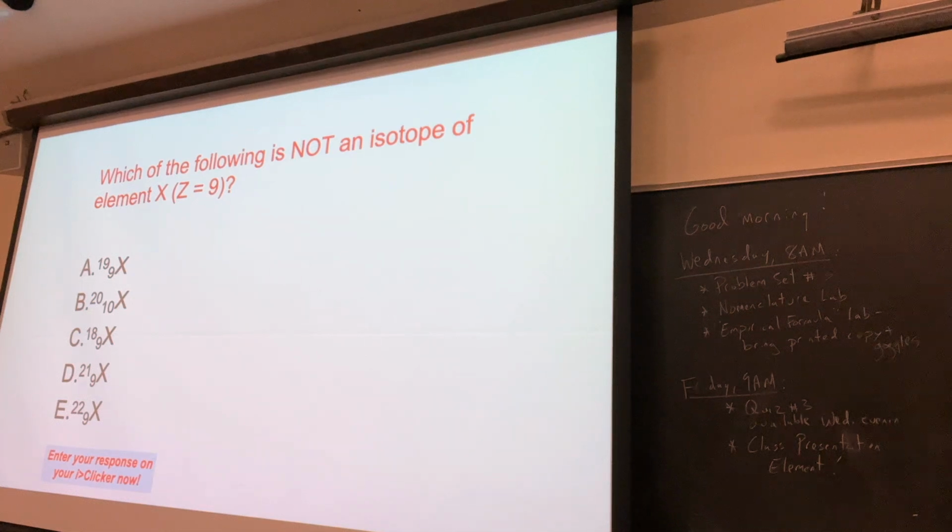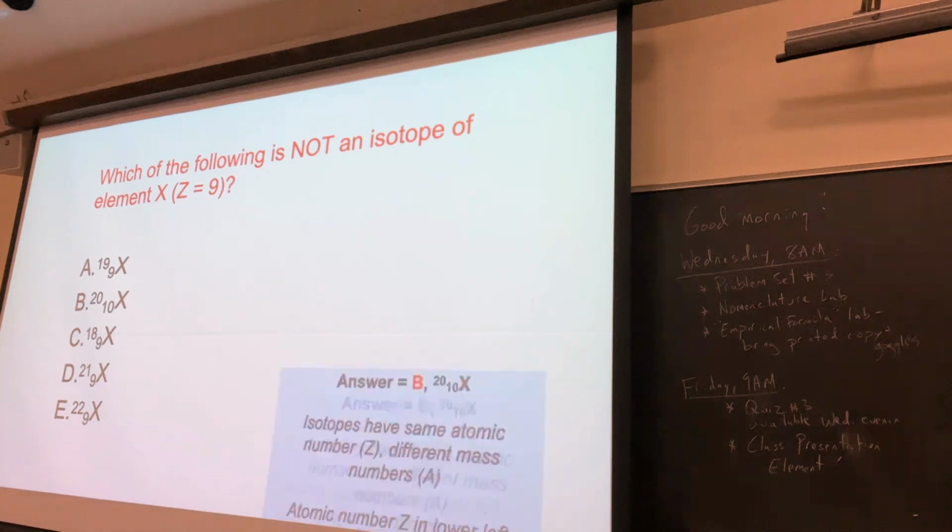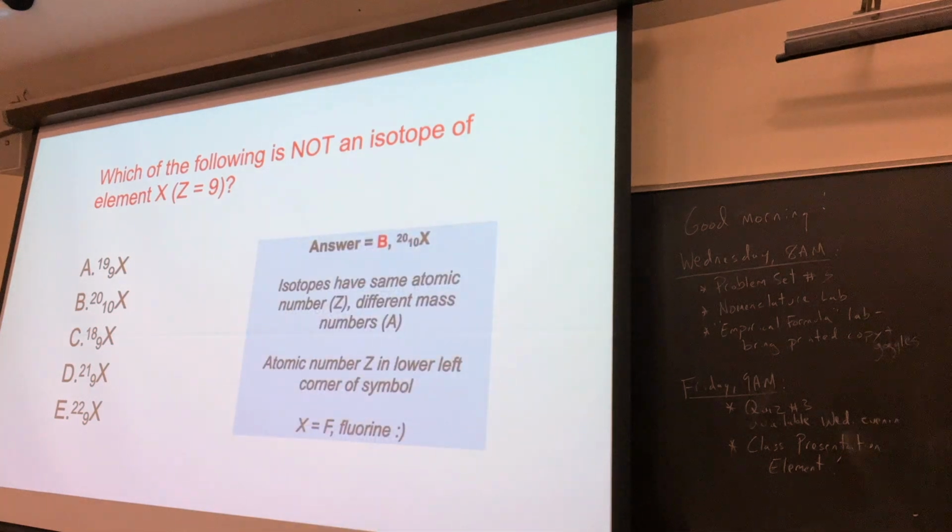So for this one, if Z is 9, that means all of the lower numbers have to be 9. Those will all be the same element. The top numbers, 22, 21, 18, 19, those are different. Those are the mass numbers. But number B right there, that's not an isotope. That's a whole different element.